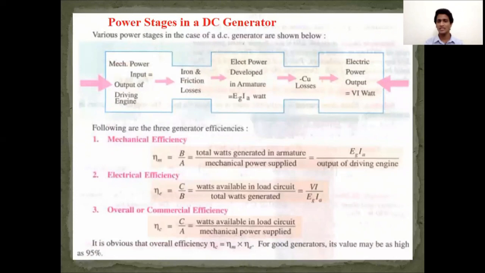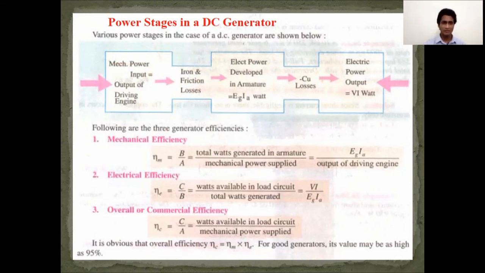Now let us move on to the power stages of DC machines. First let us look at the power stages of DC generator. As we know, in the case of DC generator, the basic principle is when a conductor is moved in a magnetic field, an EMF is induced in the conductor due to change in flux linkage. So we want to rotate my armature, which is kept in the magnetic field. In order to move the armature in the magnetic field, we will use a prime mover to rotate my armature. So we give a mechanical power to my DC generator and we get electrical power from the DC generator.